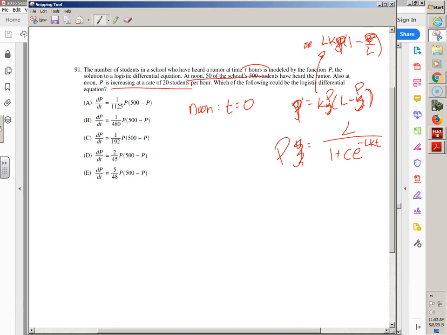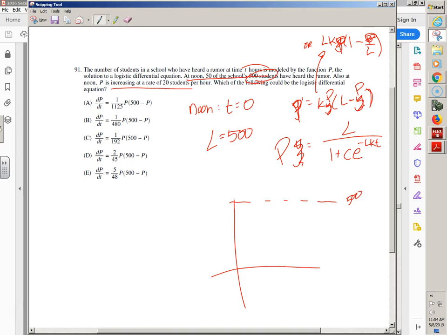If it doesn't work, it doesn't work. I'm going to make noon T equals 0. Okay. So if noon T equals 0, then I know of the 500 students. Why do you guys see 500s everywhere? If it's 500 total students, what's the maximum number of students that can possibly hear the rumor?